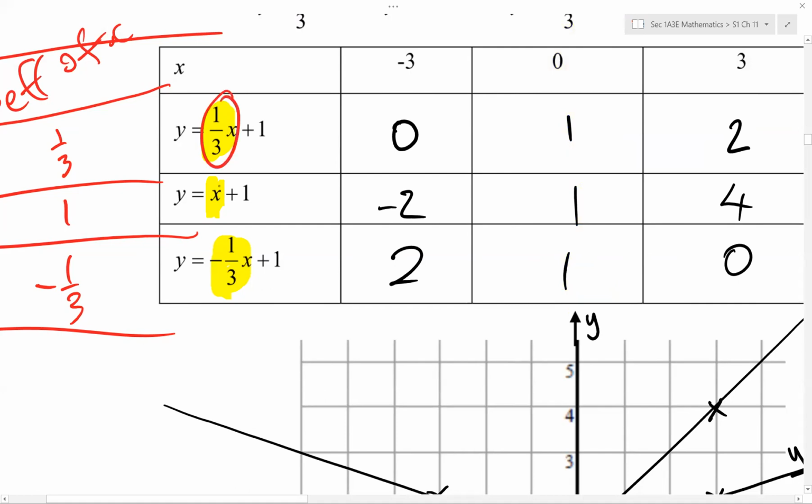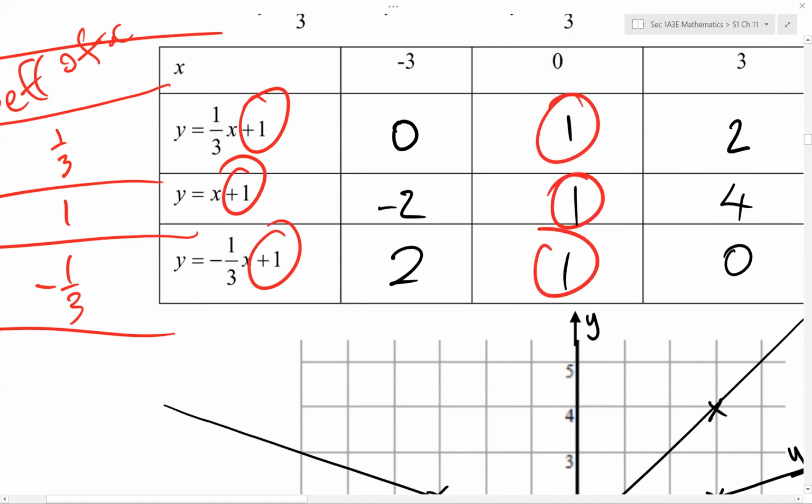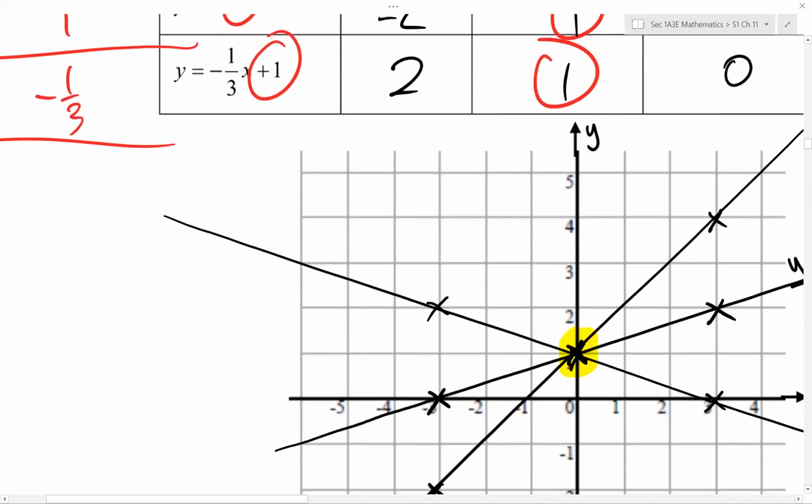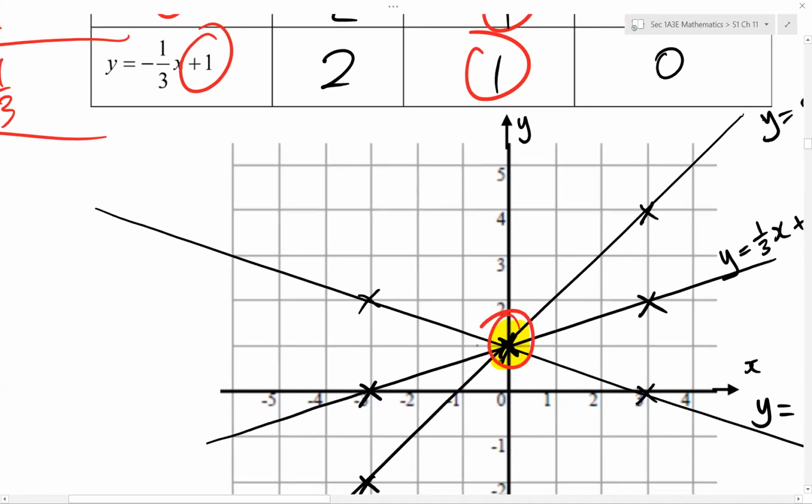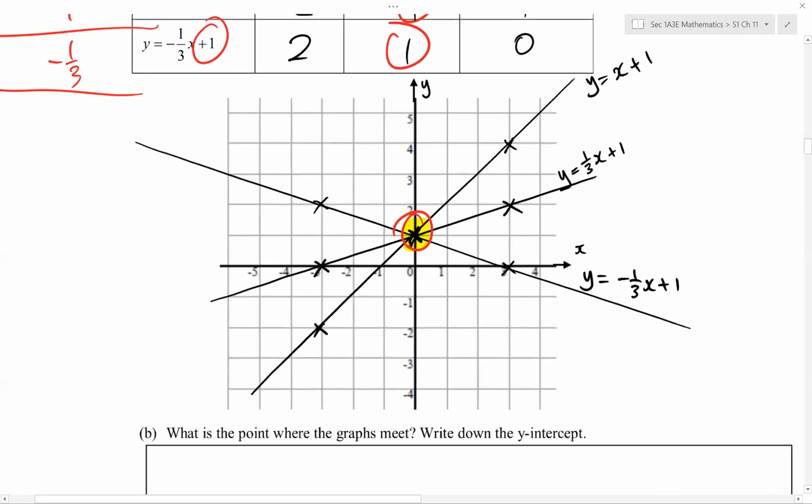When x equals to 0, all these became 0, leaving us only with the final number, which is plus 1, plus 1, plus 1. And that was how we ended up with 1, 1, 1. And that is why we say that when x equals to 0, y equals to 1 for all three cases. There is a special name for this point. It is known as the y-intercept.